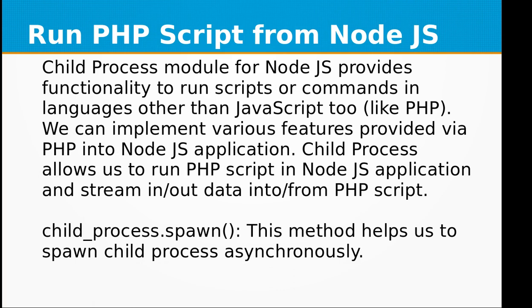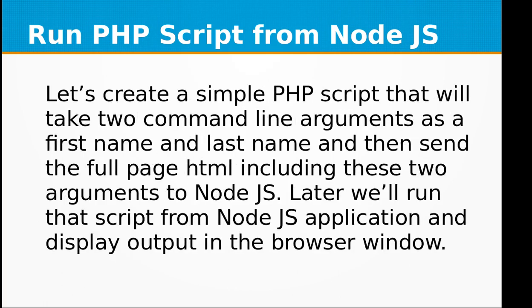The child process module for Node.js provides functionality to run scripts or commands in languages other than JavaScript too, like PHP. We can implement various features provided via PHP into a Node.js application. Child process allows us to run a PHP script in a Node.js application and stream data out from the PHP script. The function is child_process.spawn. This method helps us to spawn a child process asynchronously.